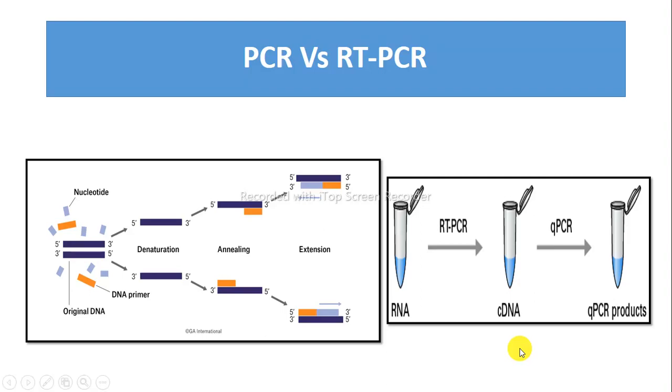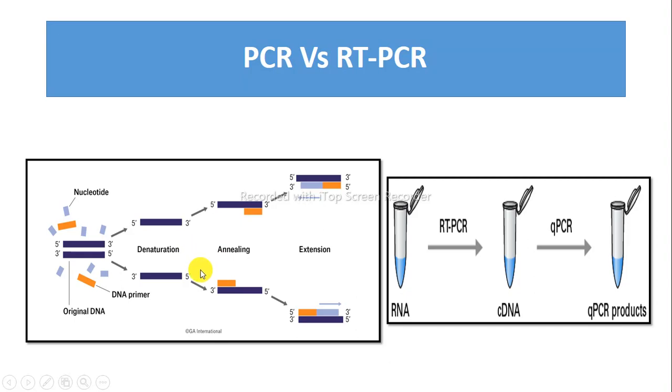And in PCR, the enzyme used is DNA polymerase, whereas in RT-PCR, there are two enzymes. That is, the first one is reverse transcriptase and the second one is DNA polymerase. And the primers used in PCR, forward and reverse primers are used, whereas in RT-PCR, a reverse primer is used. That is for reverse transcriptase or reverse transcription.